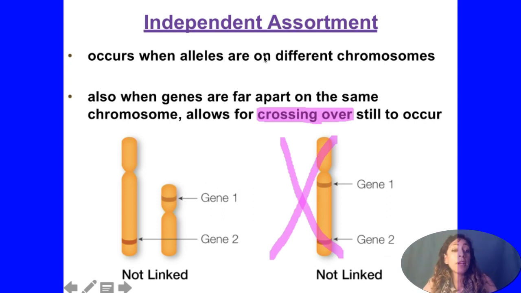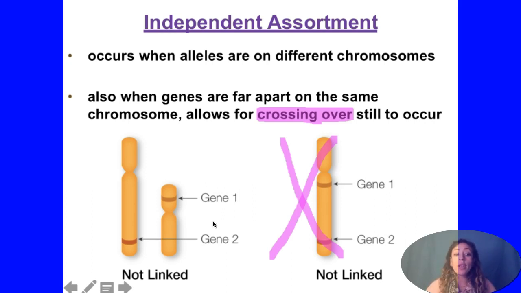As you recall, one of the principles that Mendel came up with was Mendel's law of independent assortment. The law of independent assortment states that allele pairs separate independently during the formation of gametes. This means that traits are transmitted to offspring independently of one another. This can occur when alleles are on different chromosomes, as you can see right here, because crossing over is not going to affect one another at all.